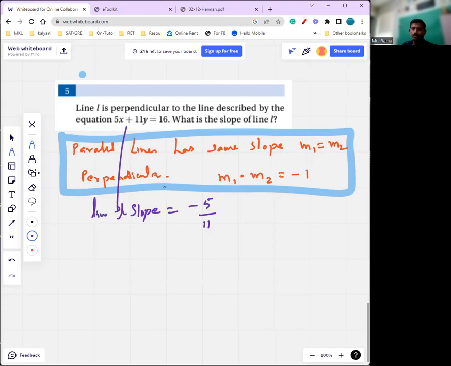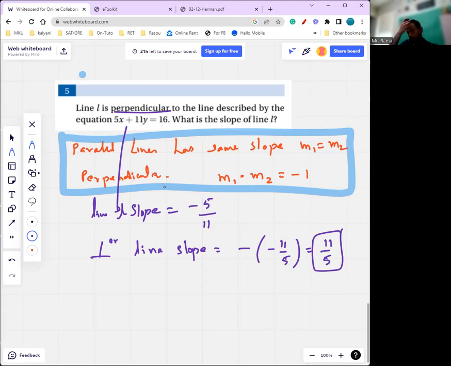But this one is perpendicular. Perpendicular means negative reciprocal. You're going to be opposite and then you flip it. So perpendicular, this is a symbol for perpendicular, line slope. It's negative and reciprocal. Negative and then negative 11 fifths, which is 11 out of 5, okay? Good to go, everyone.